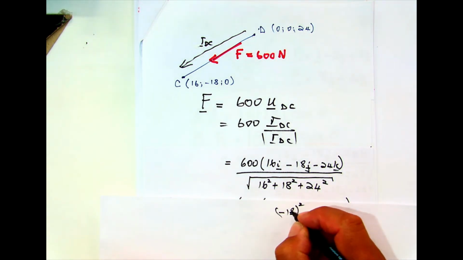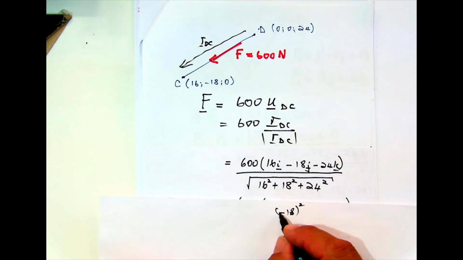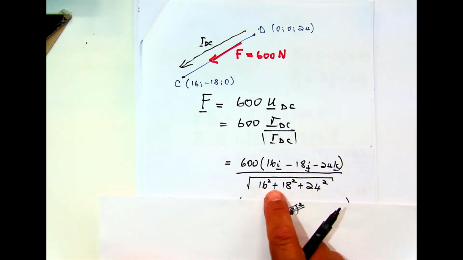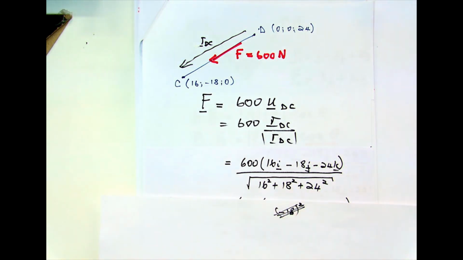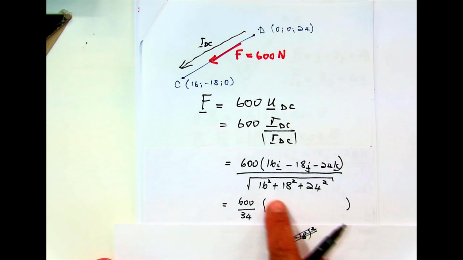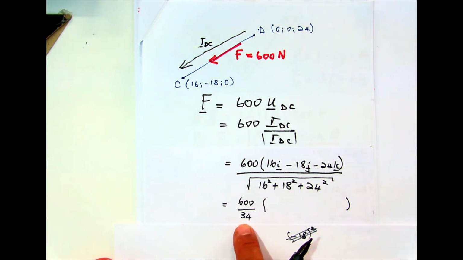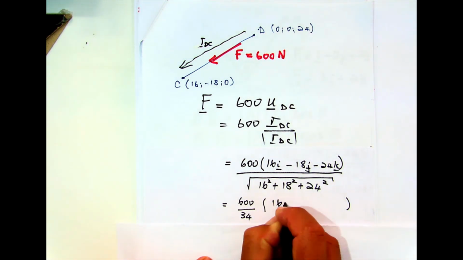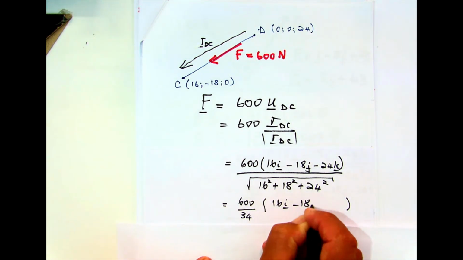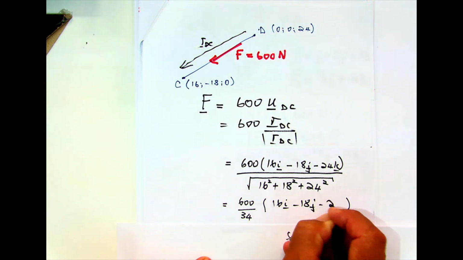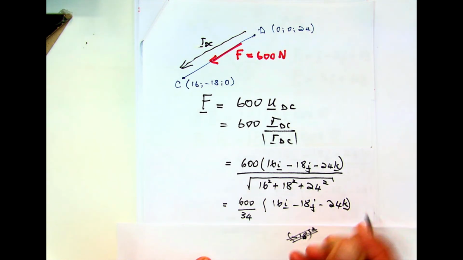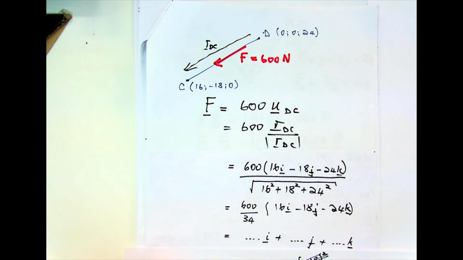But we leave out the minus because it's going to turn to a plus anyway. But don't put in minuses here. It's minus 18 squared and minus 24 squared. So you get that. And here again, that square root works out to 34. So this is just then 16i minus 18j minus 24k. And okay, then you can simplify it from there.